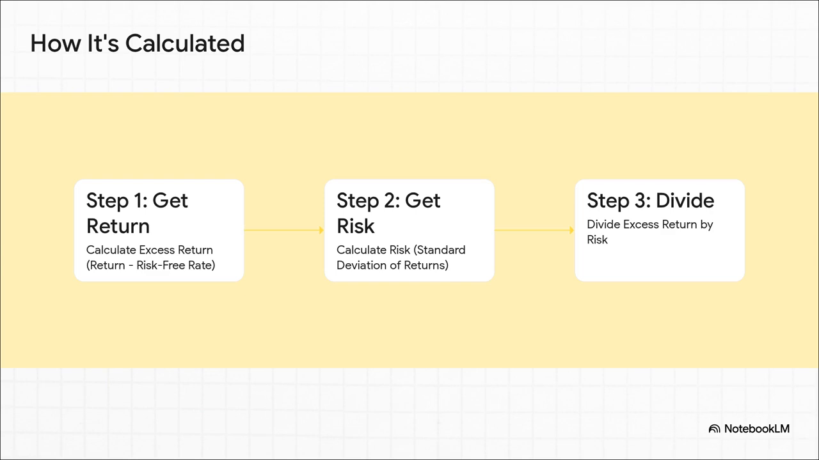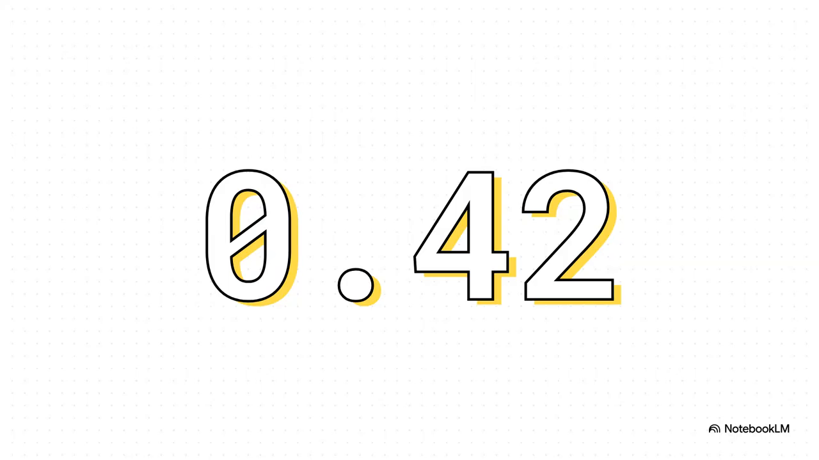So how does this whole thing work? Well, it's surprisingly simple. It's just your reward divided by your risk. First, you figure out the excess return. That's just your investment's return minus what you could have gotten risk-free, like from a government bond. Then you measure its risk, which in this case is just volatility. You divide that reward by the risk and boom, you've got your Sharpe ratio. And to give you some real-world context, the Sharpe ratio for the U.S. stock market, going all the way back to 1927, has been about 0.42. Now, certain strategies like momentum investing have actually scored quite a bit higher.